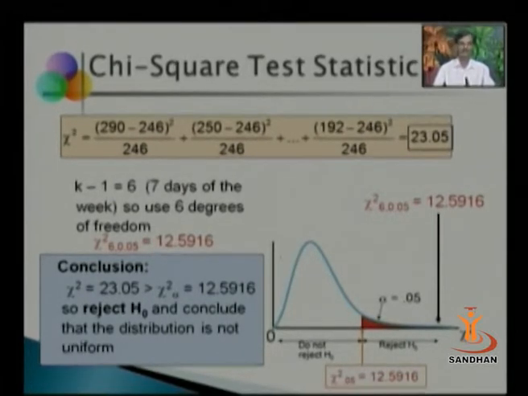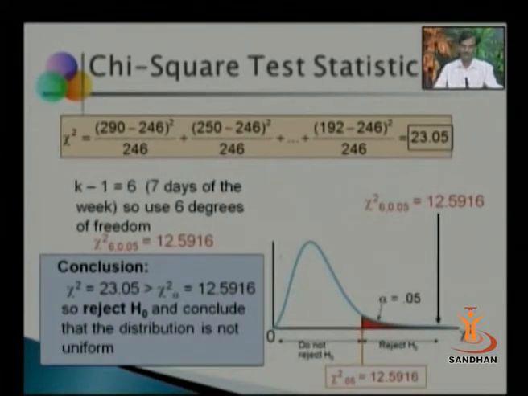So the table value of chi-square for 6 degrees of freedom and at 5% level of significance, that is the tabulated value, is 12.59. And from the graph, one can see that if the chi-square value calculated from the data, that is 23.05, falls beyond the chi-square table value, then the hypothesis is rejected. So in this case, chi-square calculated is 23.05, which is greater than the table value 12.59. So reject the hypothesis. So the conclusion is the distribution is not uniform.